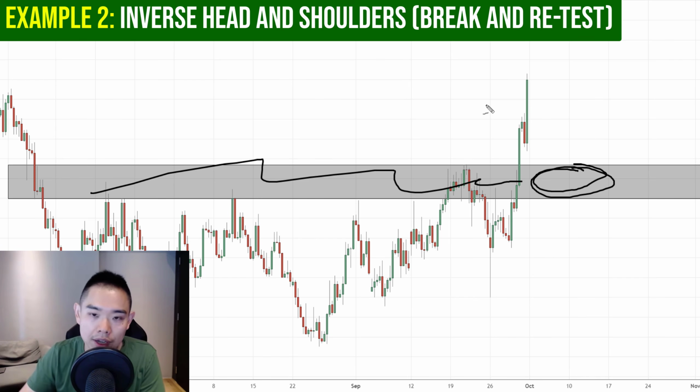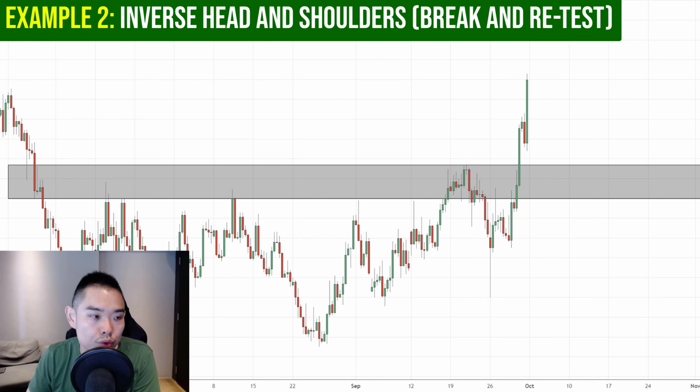What I'm thinking is for the market to do a retest, maybe possibly a retest into this area, come back in, and then close back above it, giving me an entry trigger to go long.